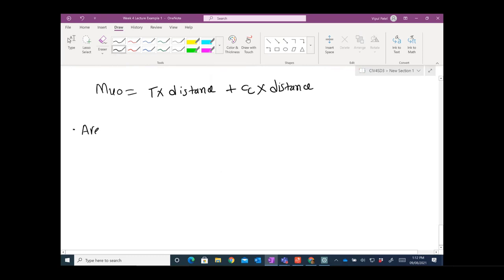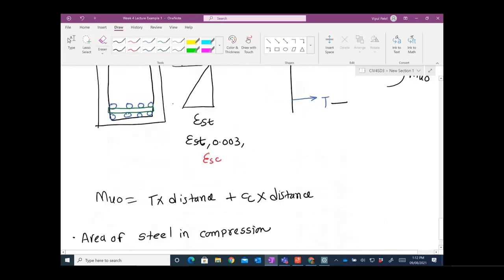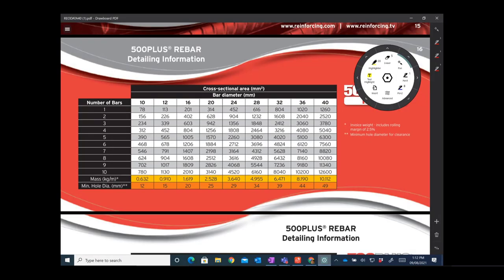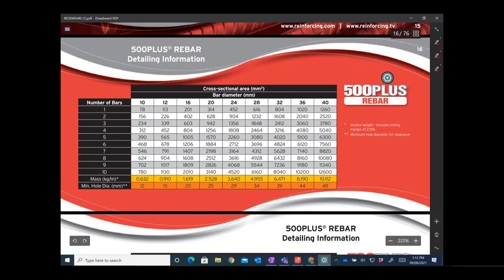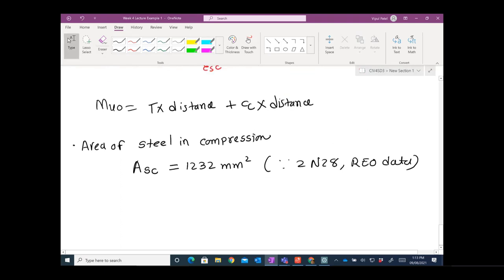Okay, now let's do the first one. Area of steel in compression. Right, let's get this one out first. So let's denote it by area of steel in compression. How many bars do we got? We got 2N28 bars. You can go to these tables. 2N28 is 1232 millimeter square. Right, so that's good. So we can put this 1232 millimeter square because we have 2N28 bars, and we can get it from the Rio data table. So that's the area of the top Rio done.